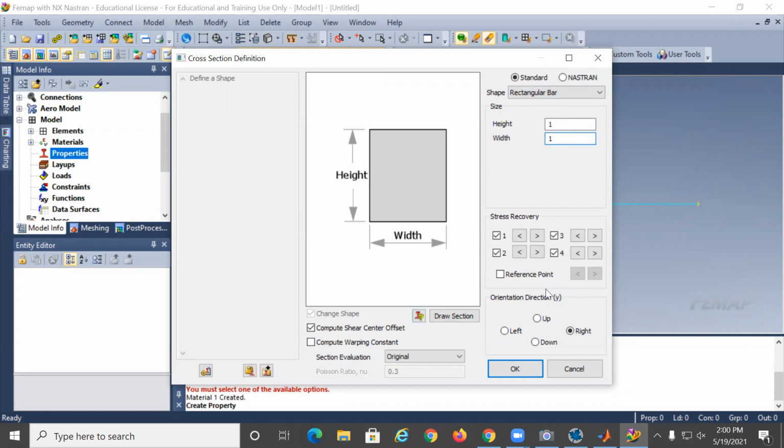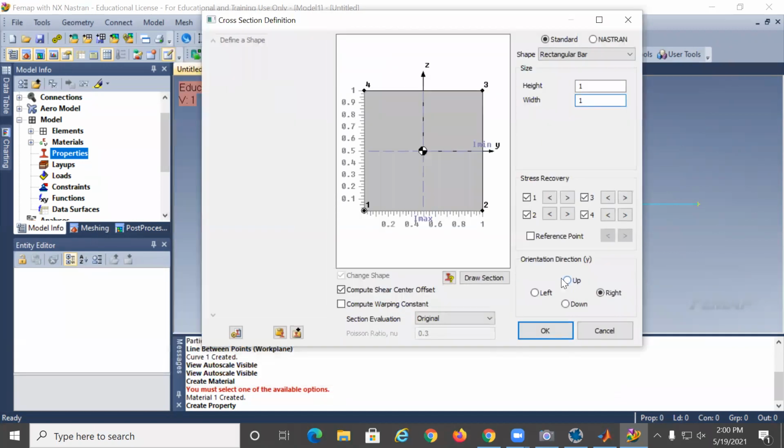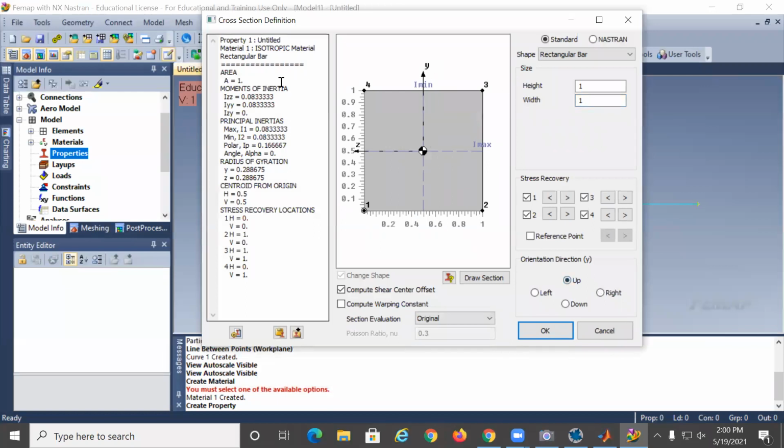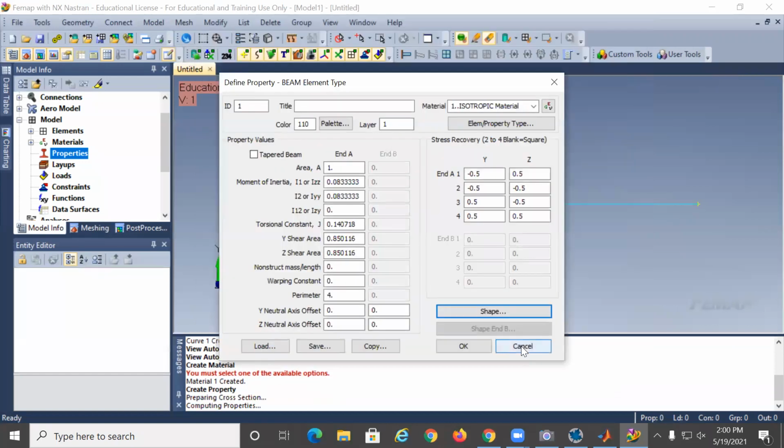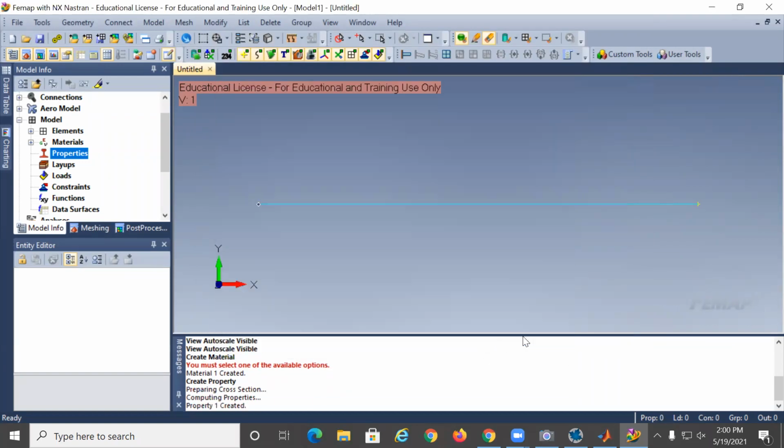I'm going to make sure this is for the y-axis. Since the y-axis here is going up, for simplicity I'm going to make sure it's going in that direction. And you see, this will calculate all the moments of inertia and everything when you need to calculate the deformation. But my goal here is just to show you how to find the shear and bending moment diagrams. So we have the property.